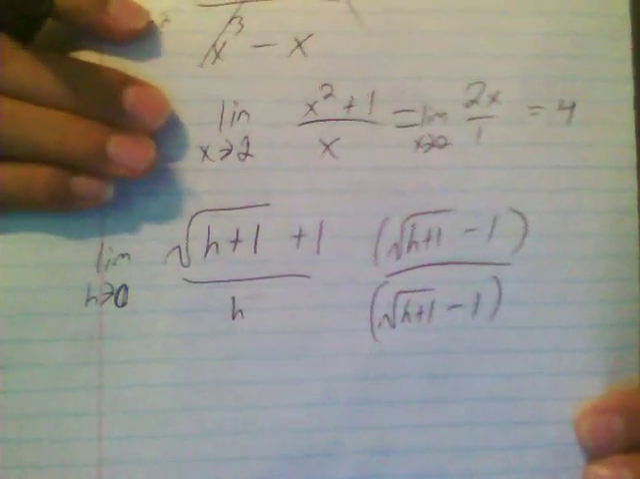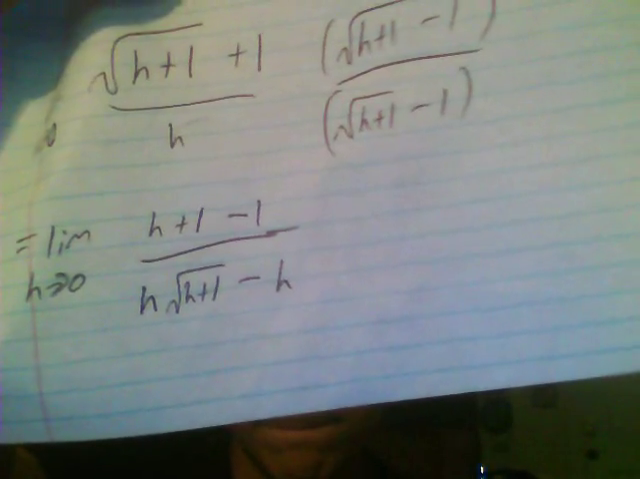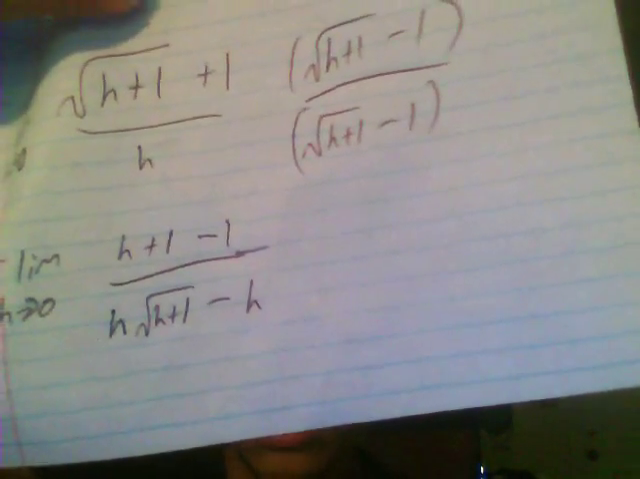Square root of h plus 1 minus 1 over square root of h plus 1 minus 1. Right? That's just 1. We're just timesing it top and bottom. Basic algebra. So you have the limit as h approaches 0 of h plus 1 minus 1 over h times square root of h plus 1 minus 1. So here's what you have now, right? 1 minus 1 is 0, right?